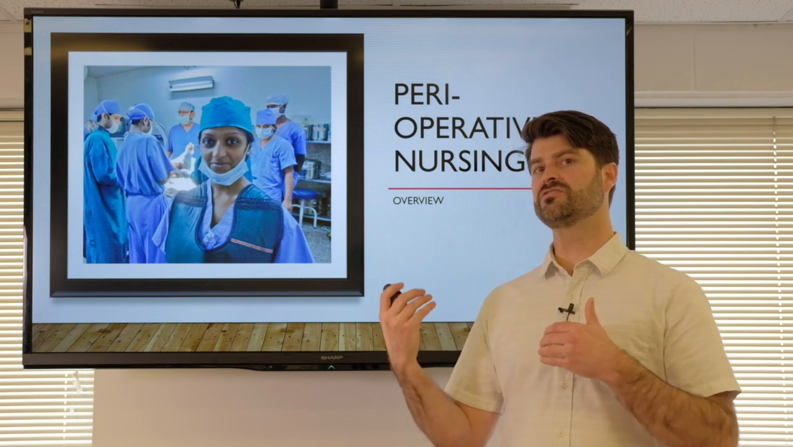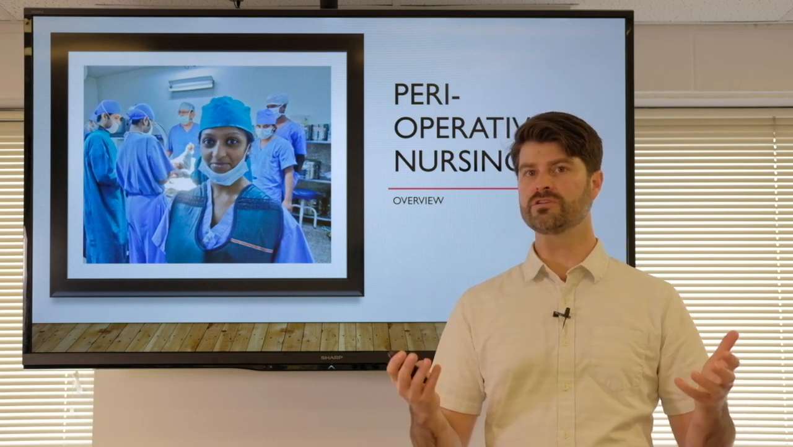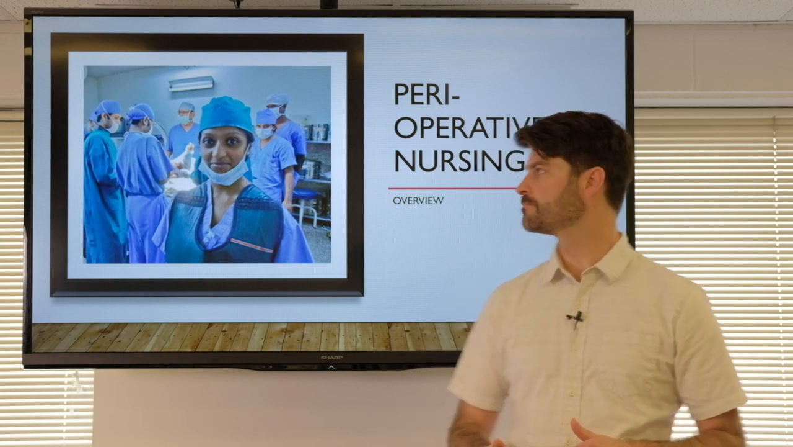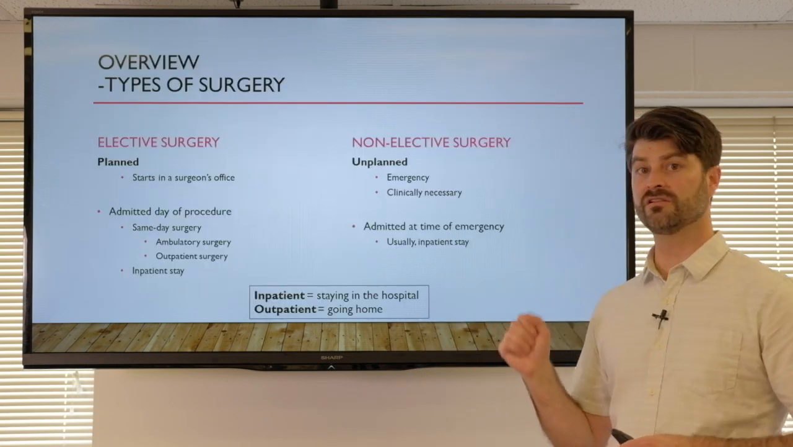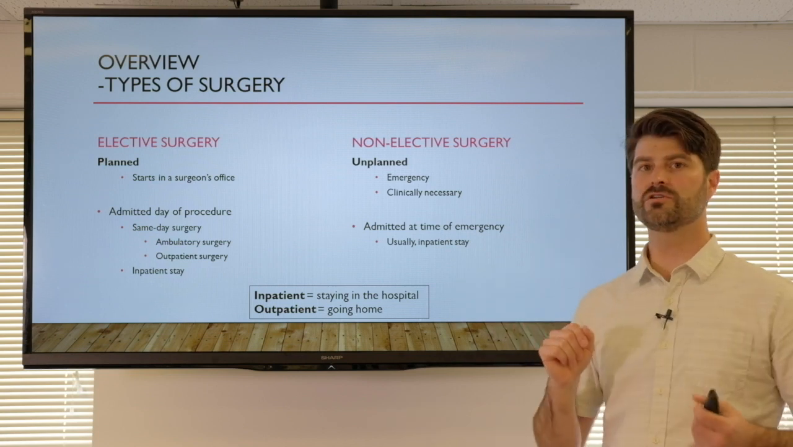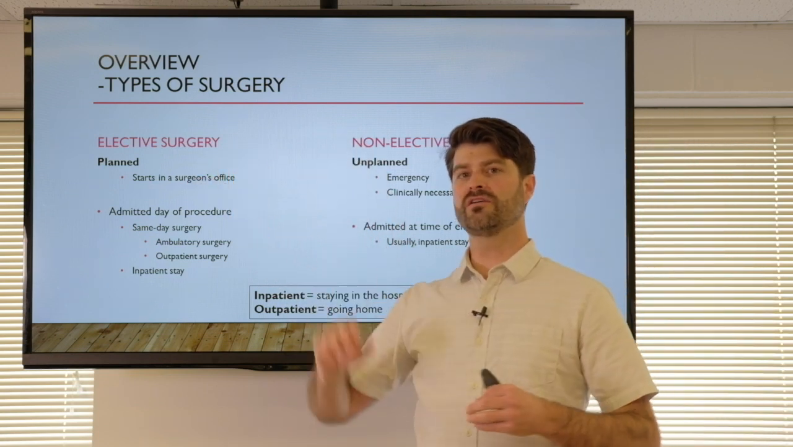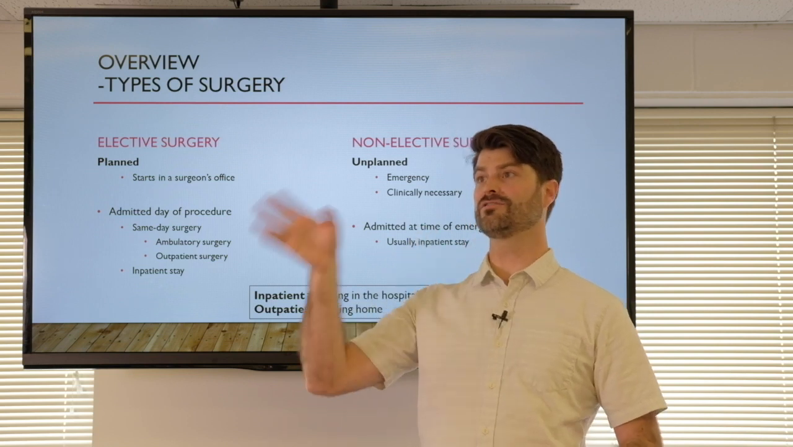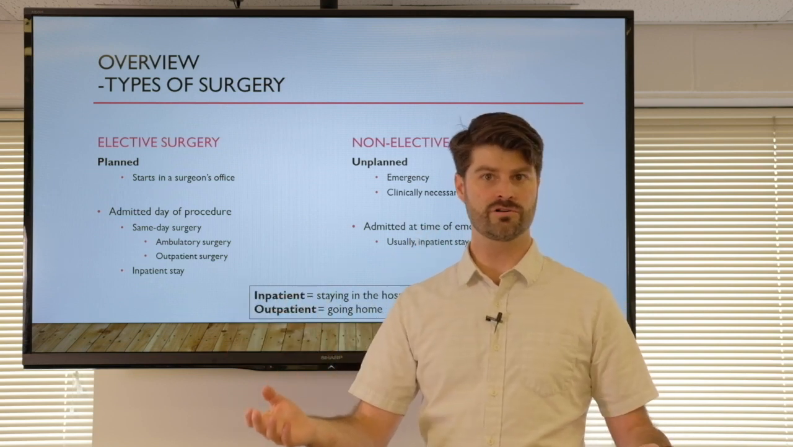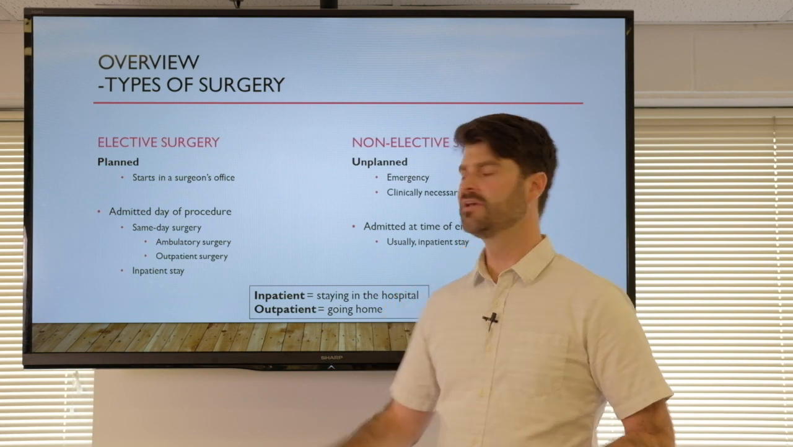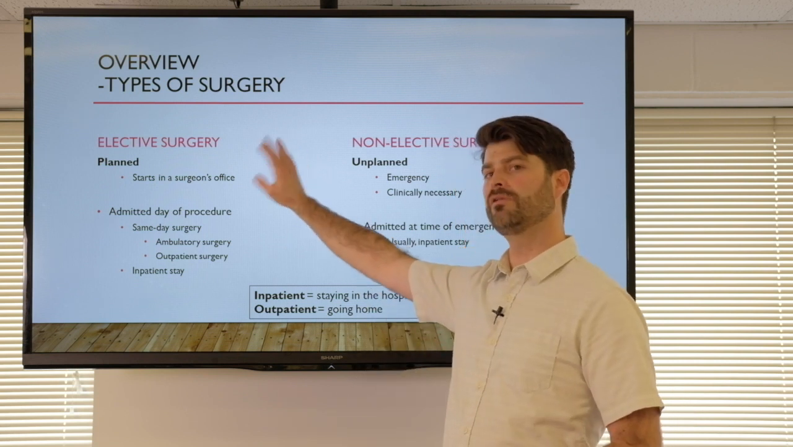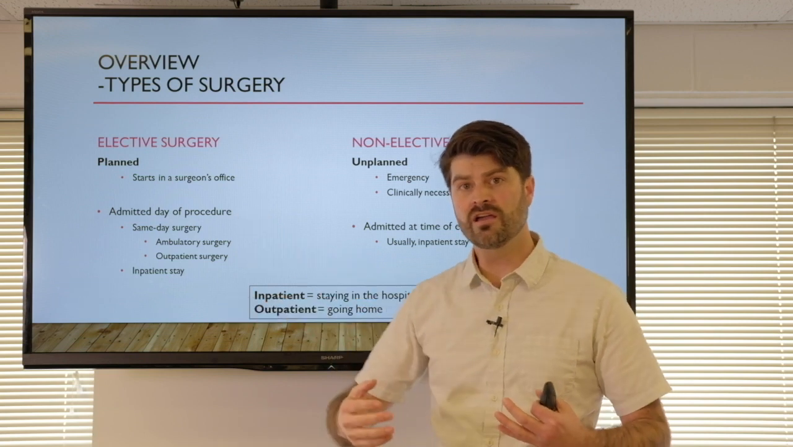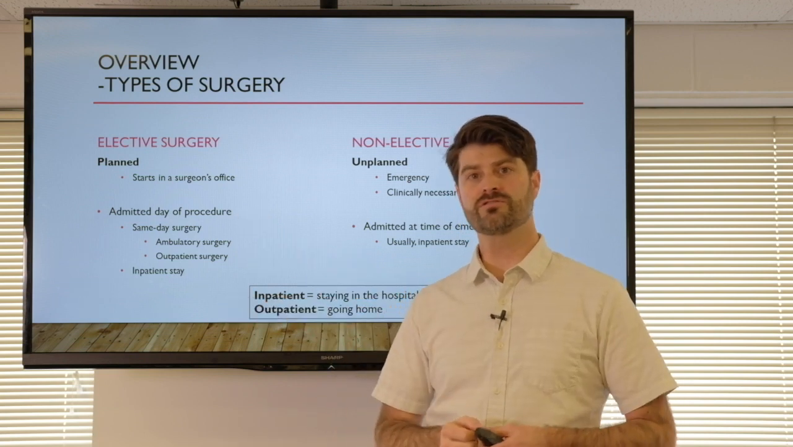The rest of this section is going to be about some general overview type things around the OR and OR patients. So first thing we need to talk about is elective versus non-elective surgeries. Elective surgeries are things that are planned events. It's on your schedule. So like next Thursday, somebody's going to have surgery on some part of their body. These types of surgeries are planned. They usually start in a surgeon's office where a lot of the teaching and a lot of the preparation for that surgery has taken place.